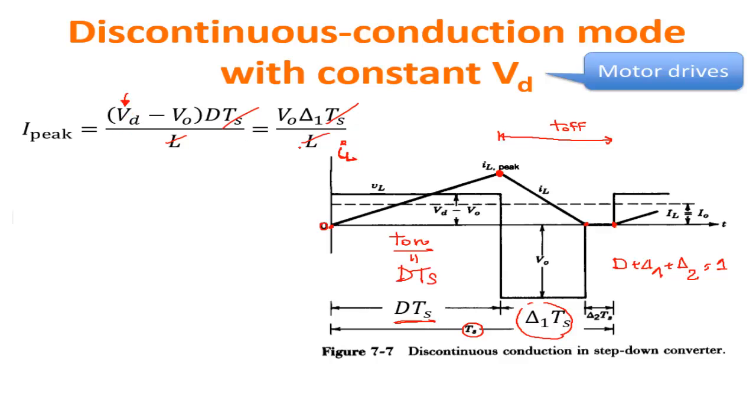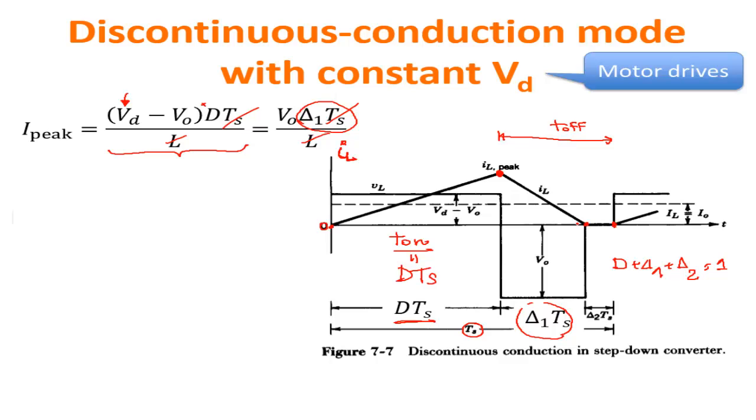Of course, you can write here the increase in current during the time the switch is on, so during T on, and this is the slope of the current, which is the voltage applied to the inductor over L, times the length of time, which is DTs. So this is the slope, this is the time, and the product of the two is the increase in current. And then of course it must be equal to the decrease in current during the time delta 1 Ts.